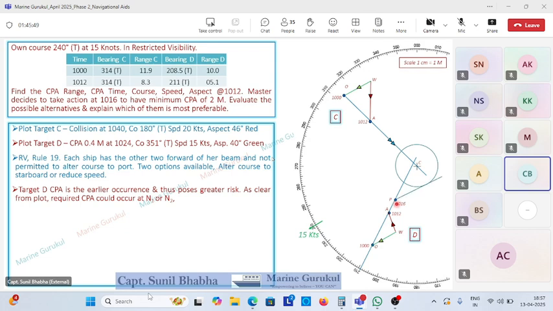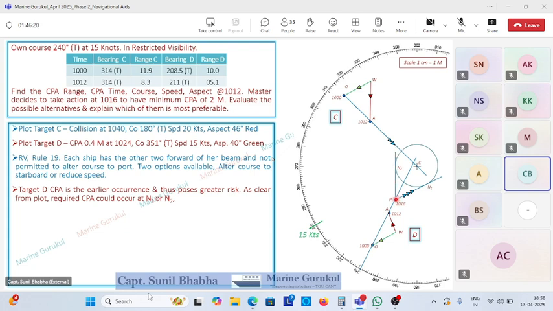Now from Papa, I draw a tangent to my CPA circle. You can see this tangent coming up. Now there are 2 possibilities for drawing the tangent. You can see the first possibility, Papa to November 1. The second possibility is on the other side of the CPA circle. You can see the second possibility now, Papa to November 2.